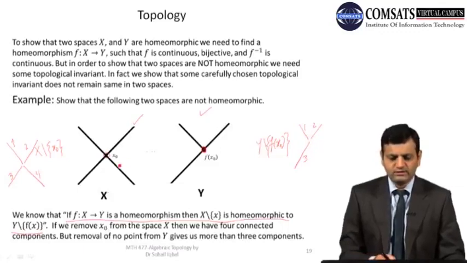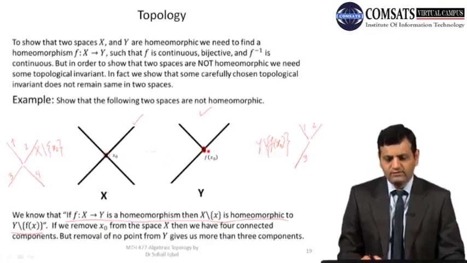So of course you can say that if I vary the image of x naught, for example, if I take the image of x naught to be this f of x naught, then in this case the connected components will be just two. So first component will be this, and the second component will be this. So something like this, first component and second component, which is still lower than 3.